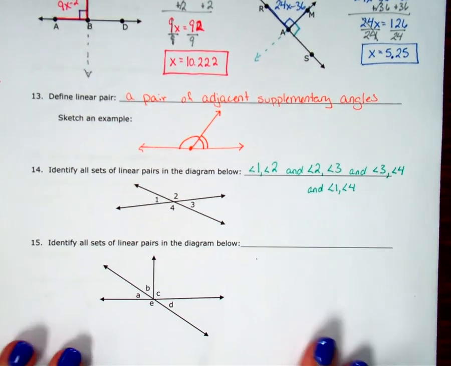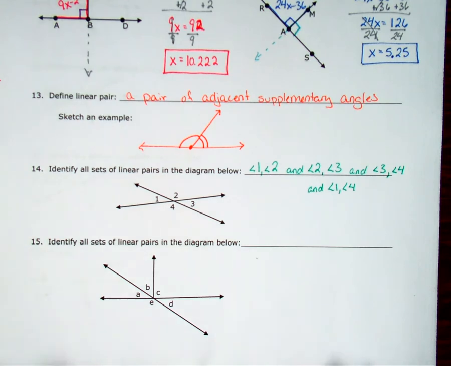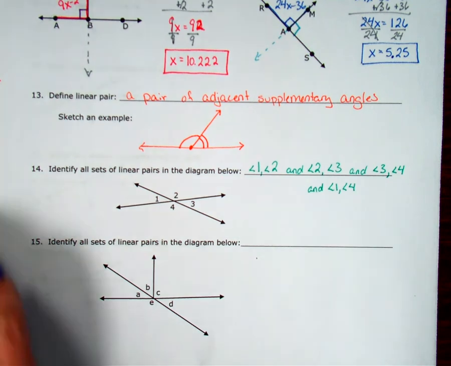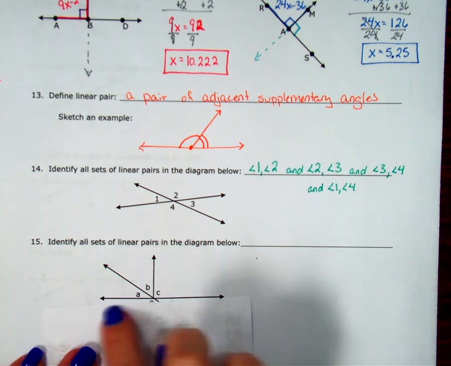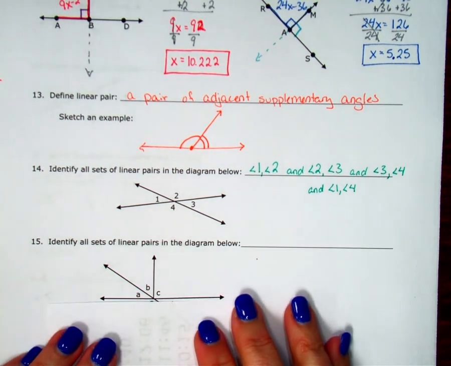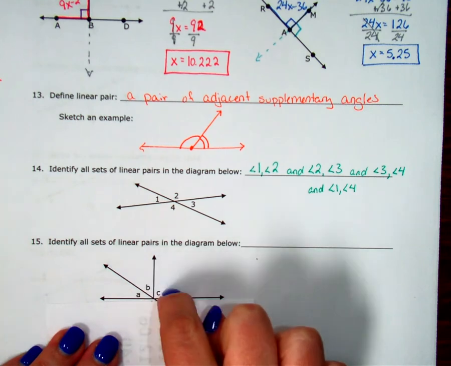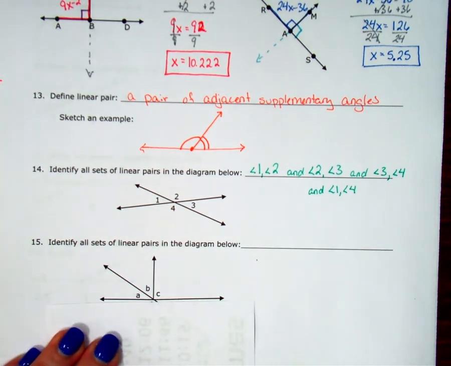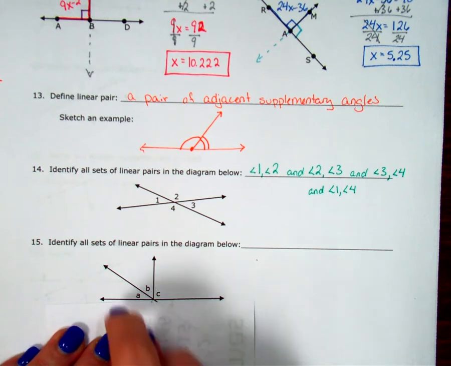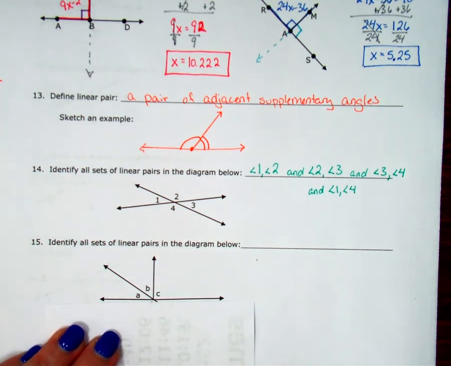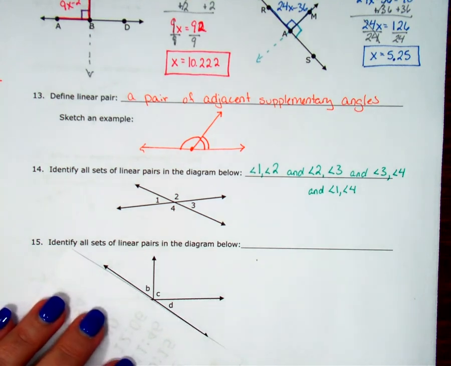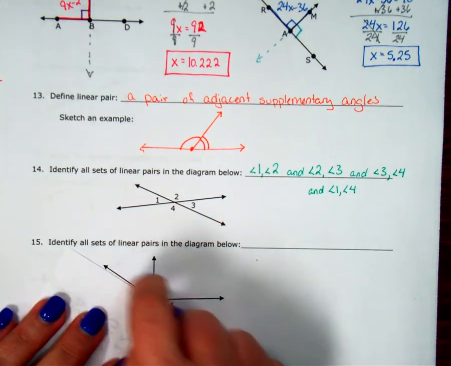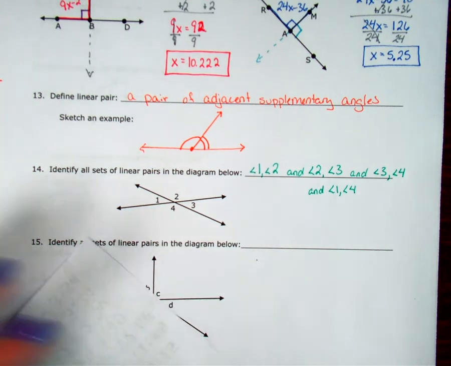Okay? All right, number 15, identify all sets of linear pairs in the diagram below. So I'm going to use my paper and do the same thing I did on the last one. So if I come here and I put along this line, I can see that it takes 3 angles to make this line. So that's not a pair, right? That's like a trio. So I'm looking for a pair of angles, so just 2 angles. So I can't use A, B, and C. So then I'm going to rotate to this line, and I have the same problem, right? B, C, and D, it takes 3 angles to make that line.